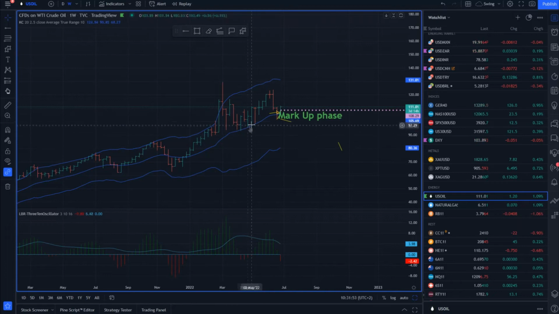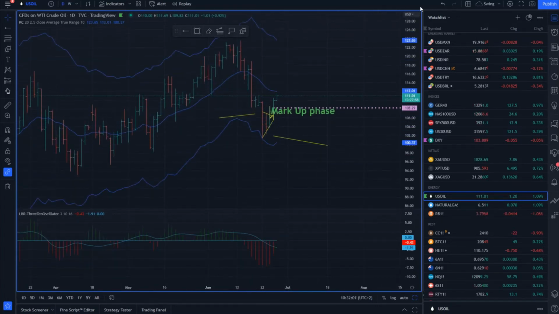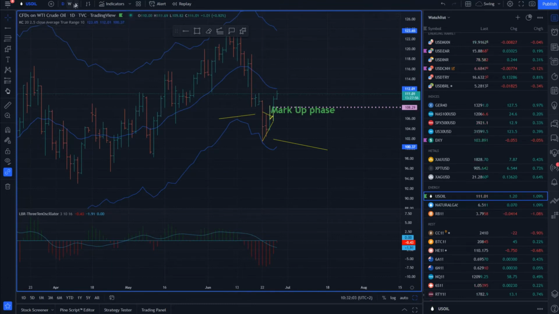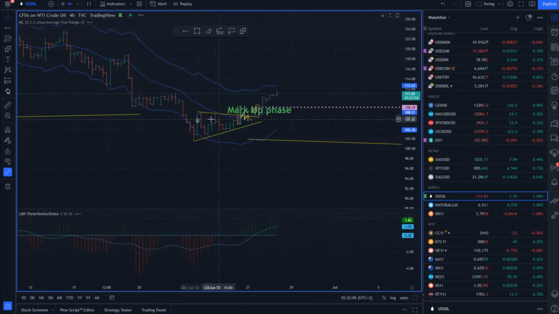There is a rising 20-week moving average which served as a nice support in April, right? And it's serving also as nice support here. On the daily time frame, we had an inside day and a breakout to the upside, and that's also what we can see on the 4-hour time frame, this contraction triangle and the breakout.